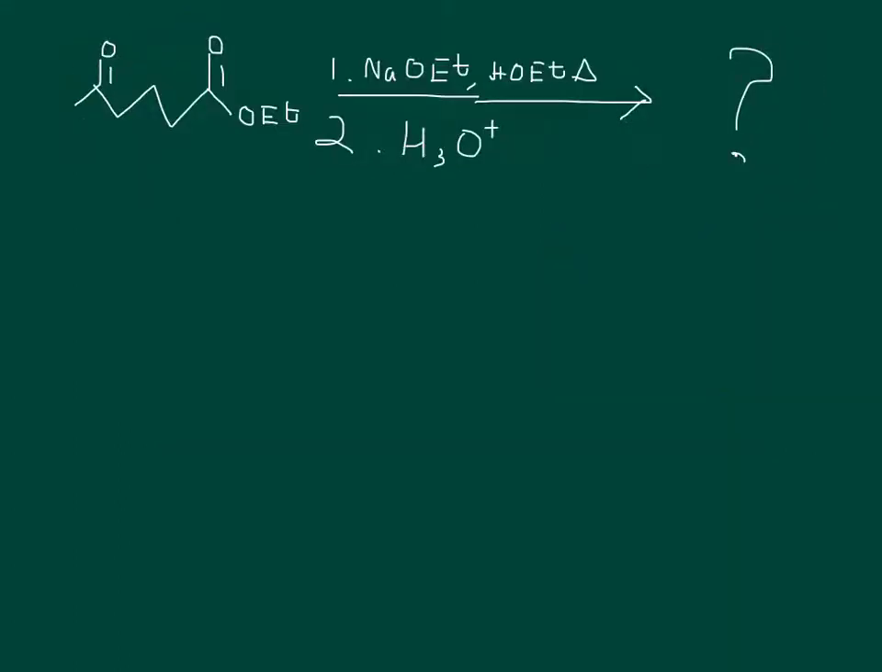For this one, since we know that we have a base at the beginning, we can assume that we're going to be abstracting an alpha hydrogen. But here we need to consider which alpha hydrogen we're going to abstract. So look, we have a few choices, the ones that I'm circling right now. Well, we need to consider what happens next. What's going to allow us to form a type of ring, because it's intramolecular.